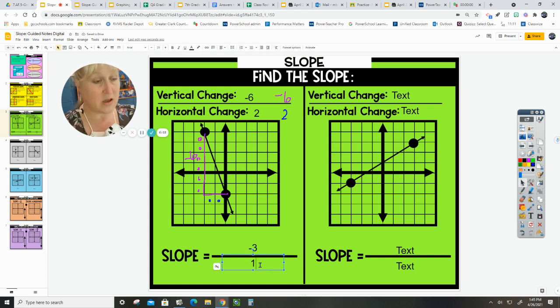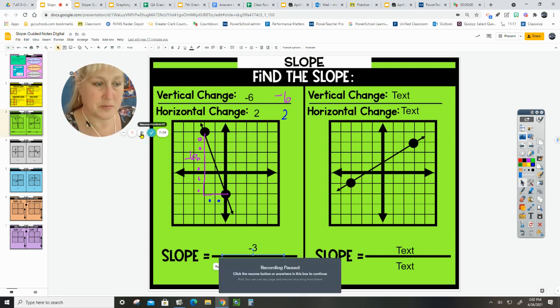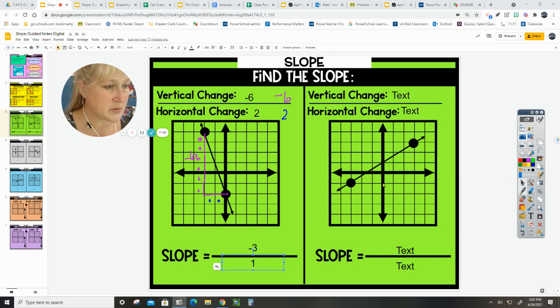Sometimes it doesn't. If you're doing a project, you're going to have to ask the teacher or read the directions for which way it wants it. So we're going to do the next one in just a moment. All right, so let's try this one. We're going to do the same thing.